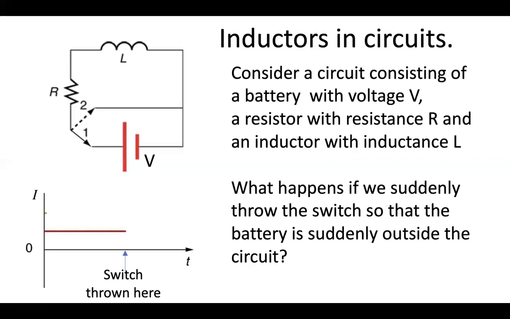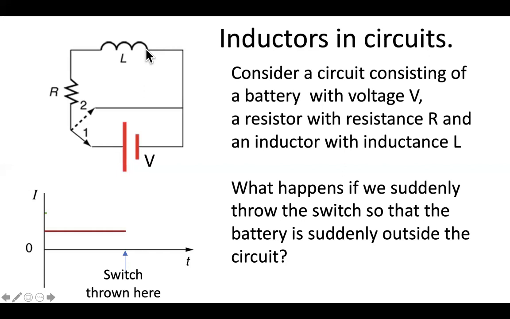The inductor does matter, though, if we ever change the current. And a simple example of that is this circuit, where we now have a switch, where we can basically take the battery out of the circuit by moving the switch from position 1 to position 2. If we move the switch at that time, the circuit goes from having a voltage across it to having no voltage across it. So what happens here? Now this inductor plays a role.